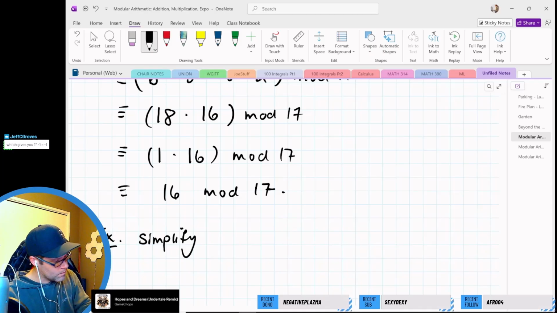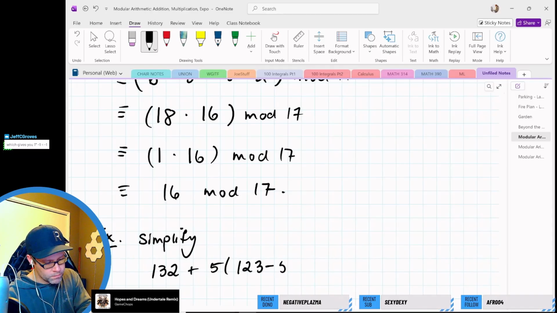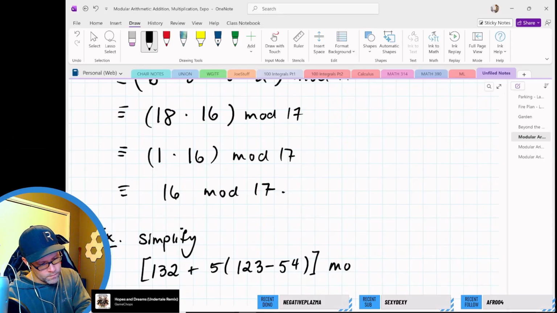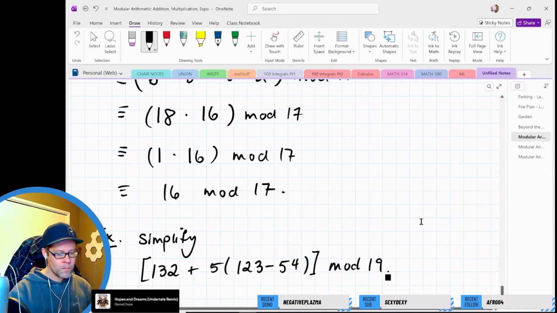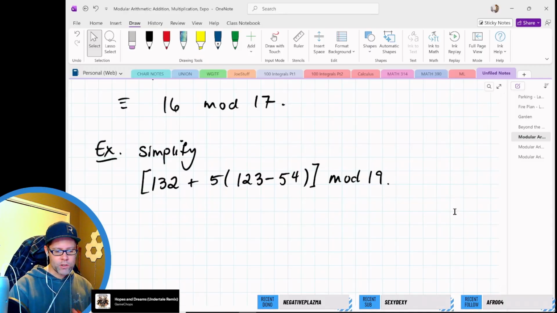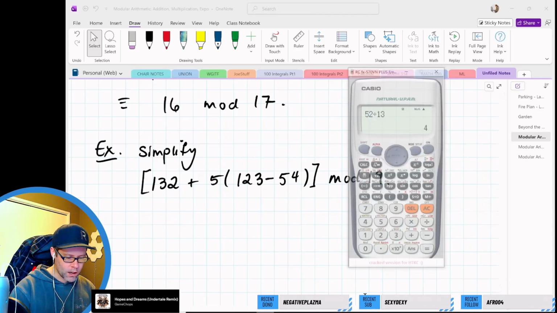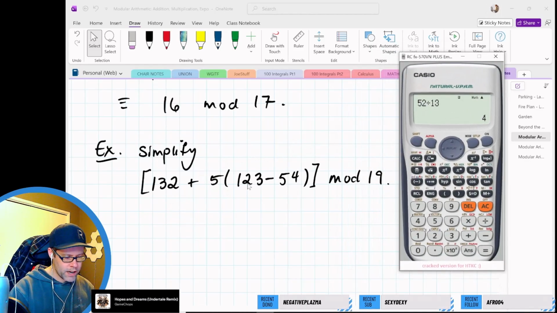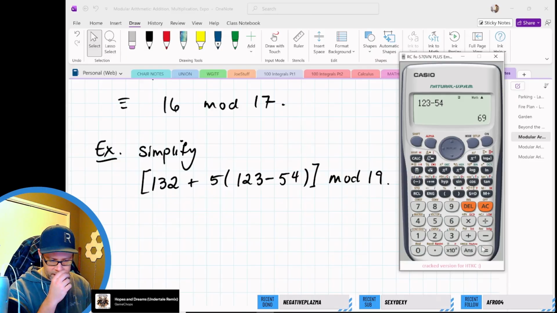Whoa, this one's fun. Okay, it doesn't look too bad. So this one's not too bad. I mean, the numbers aren't that big. In a typical number theory class, you might start to see numbers that are quite large and be asked to do some simplification. Here it should be relatively straightforward to do some of the order of operations. So let's do 123 take away 54. Let's simplify that bracket. That gives us 69.